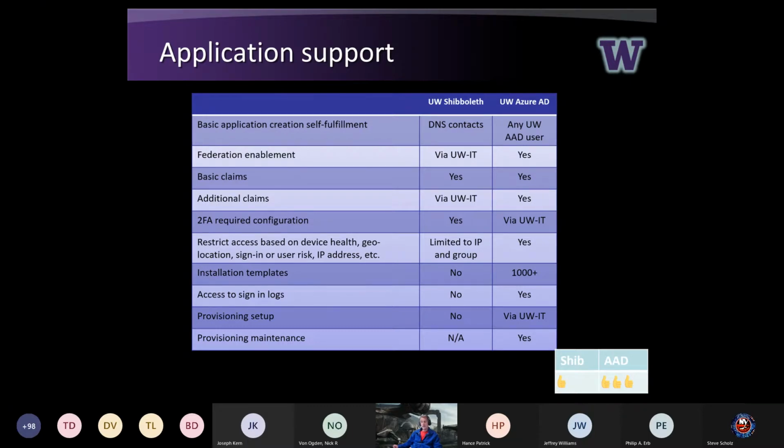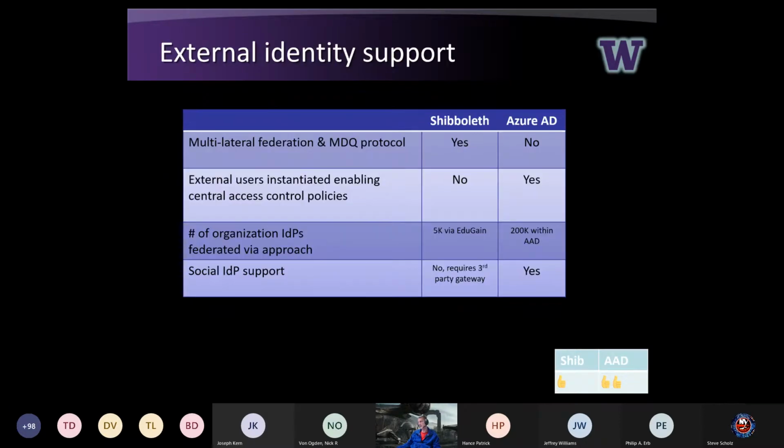UW Shibboleth does not provide access to sign-in logs for given applications. So I'm an application contact and I want to see how sign-ins are doing to my application. I can't see that with UW Shib. I can see that with Azure AD. Likewise, I can set up provisioning. This is that SCIM-based provisioning I was talking about before. I can do that with Azure AD. I can't do that with Shib. So application support, 3 thumbs up here for Azure AD, only a single one for Shib. So that's a big win there for Azure AD.